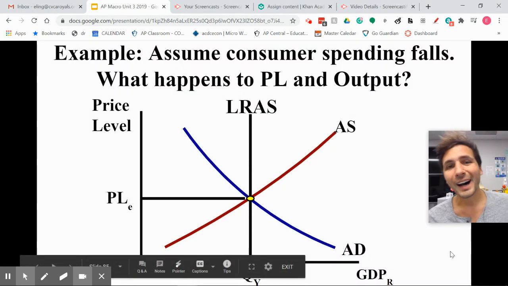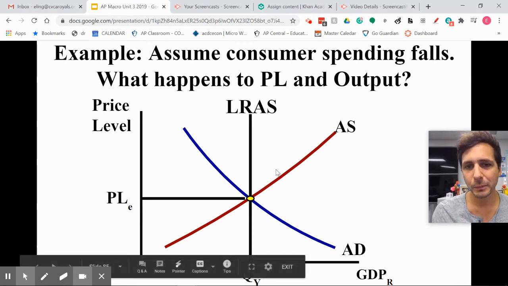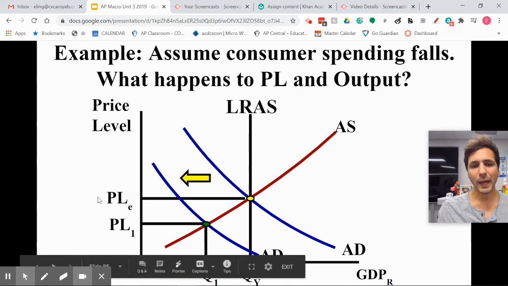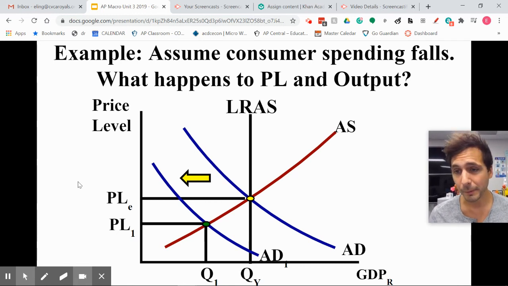Okay. Next, let's assume consumer spending falls. What's going to happen? Well, consumer spending falls. We know that one of four things can impact aggregate demand: consumption, investment, government spending, net exports. Consumption is falling in this case, which means that aggregate demand is going to shift to the left. When aggregate demand shifts left, our price level is going to fall and our GDP is going to fall. We have that new equilibrium.